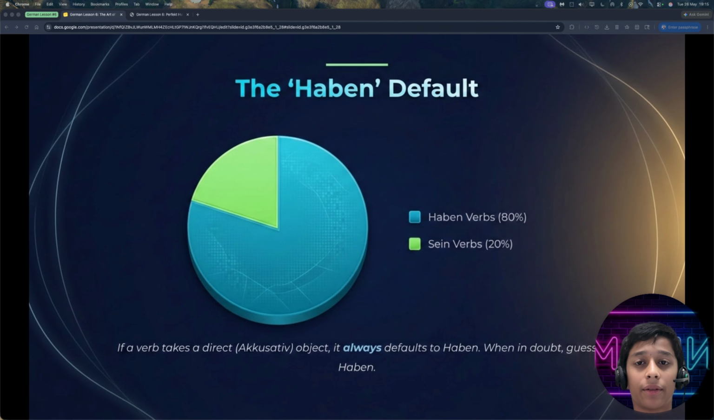Here's your safety net. When in doubt, go with haben. Around 80% of German verbs use it. The reliable tell is a direct object. If there is a thing receiving the action, haben is almost always right. I ate an apple, I read a book, I bought a ticket. See the objects? That's haben territory.